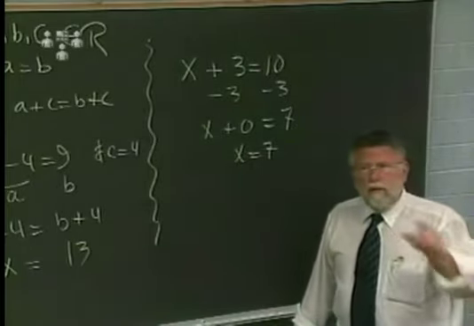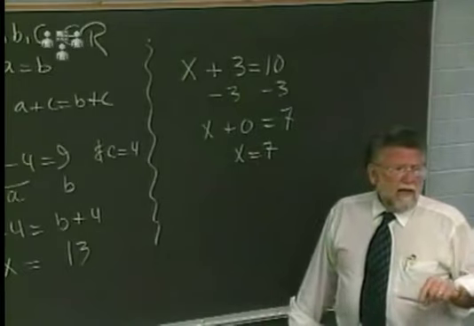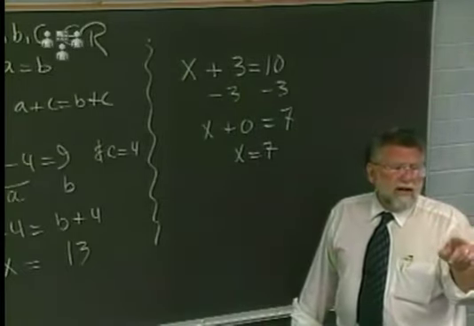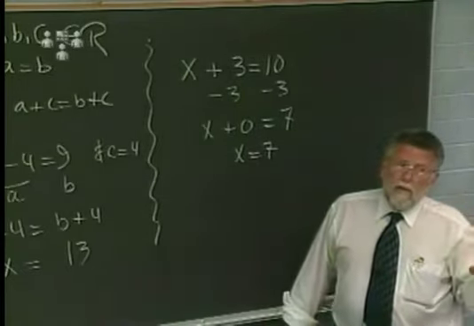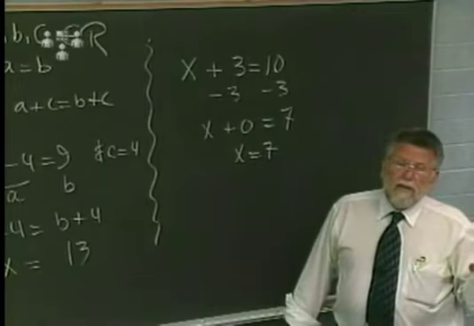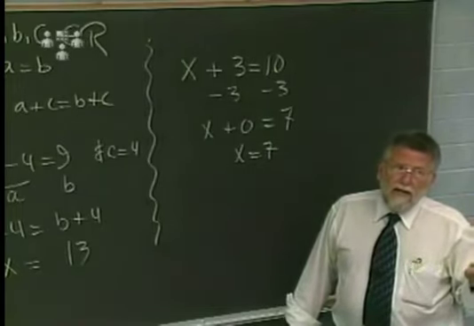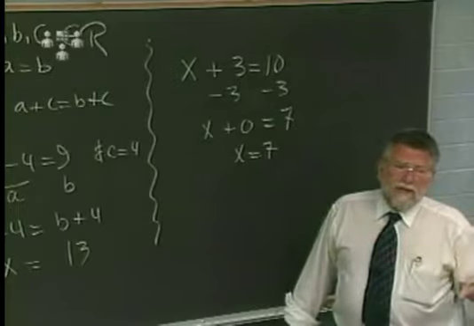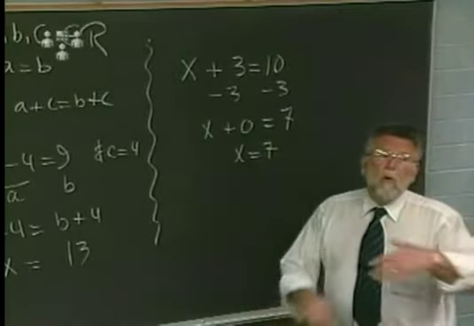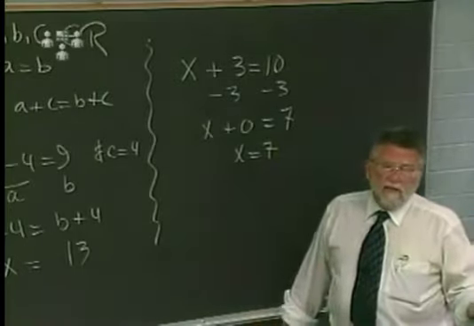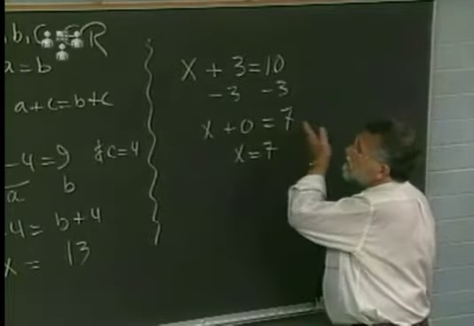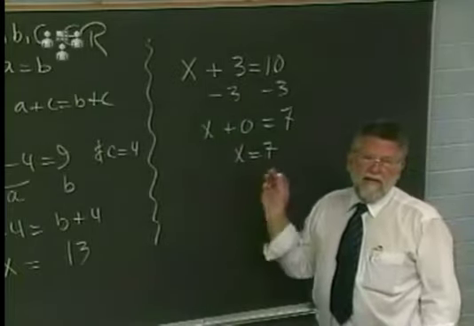And what was the identity property in the quiz you just took? Okay. A plus 0 was A, correct? Did you need to know what A was? No, because A plus 0 is A, whatever A is. So x plus 0 is x, whatever x is. So you know you've got x there, and you've got 7 over here. So what was x? 7.